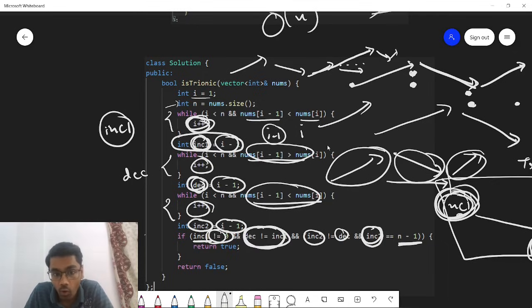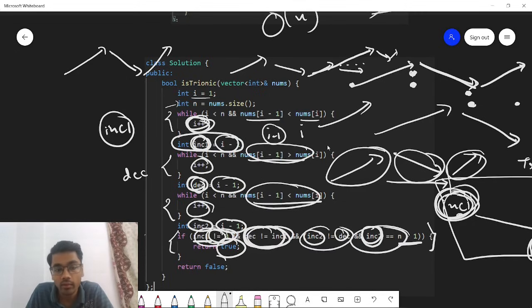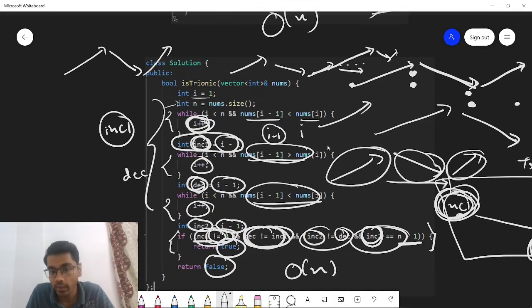So if all these scenarios exist, that means we have a pattern like this: strictly increasing, strictly decreasing and then strictly increasing. So this is the scenario. So if this is the case, then we need to return true. Otherwise, if any of the conditions fails from this part, then we need to return false, because it will not fulfill the condition of a trionic array. So this is what we are doing, and we are doing it in a single pass. So the time complexity will be O of n.